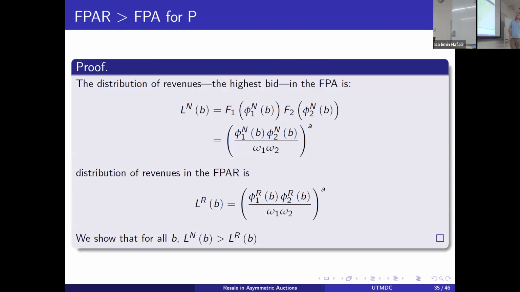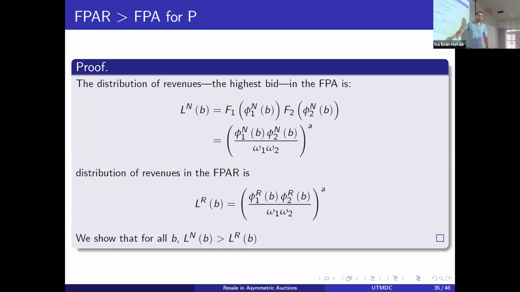For the first, Plum's case, I'm not going to go through all the details, but you can look at the distribution of revenues, the selling prices. The distribution of selling prices is given by the product of F1 and F2 combined with the inverse bid function, and N here represents the no resale case. Once you do this, the distribution of revenues denoted by L for no resale, you get this expression for the no resale case and this expression for the with resale case. And actually you can show that there is a first order stochastic dominance.